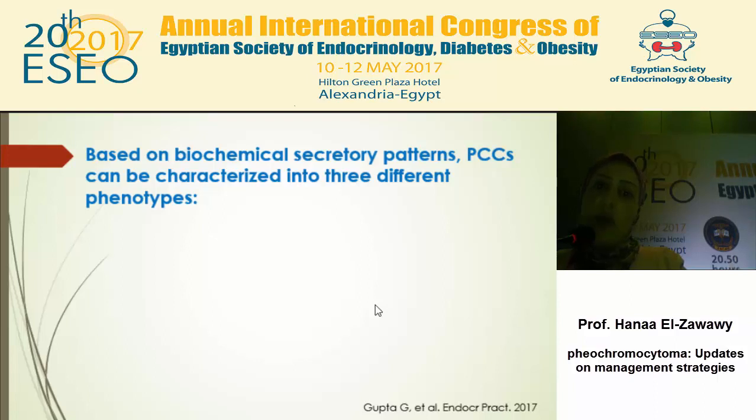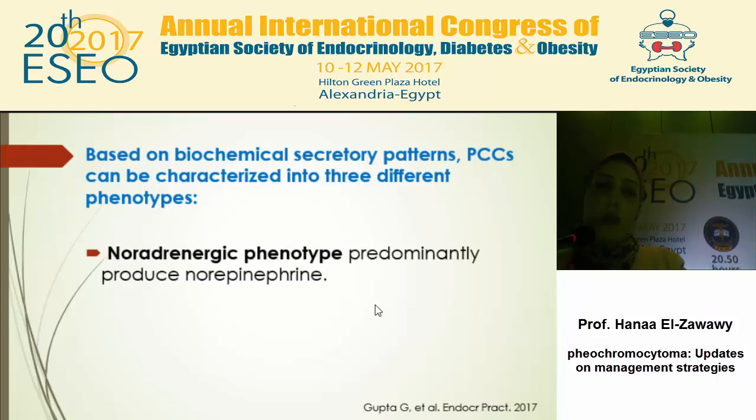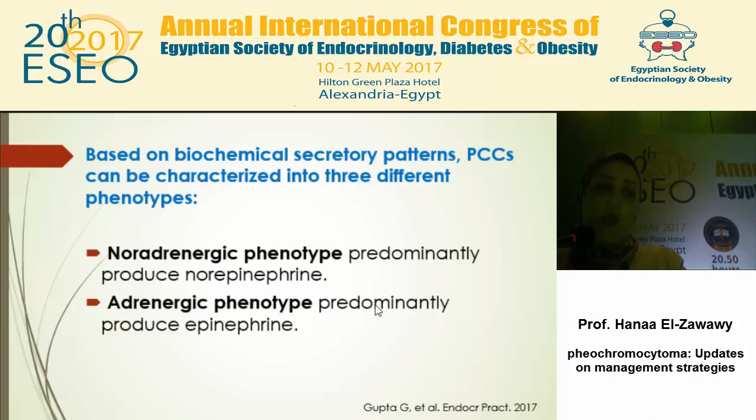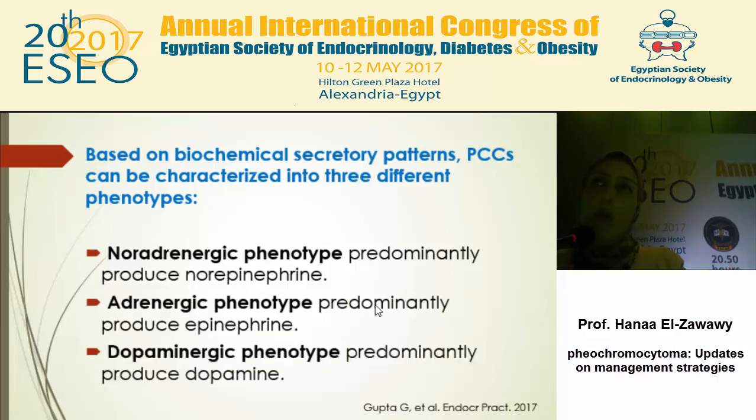Based on biochemical secretory patterns, pheochromocytomas can be characterized into 3 different phenotypes: noradrenergic phenotype, predominantly producing norepinephrine; adrenergic phenotype, predominantly producing epinephrine; and a third rare biochemical phenotype, mainly producing dopamine.